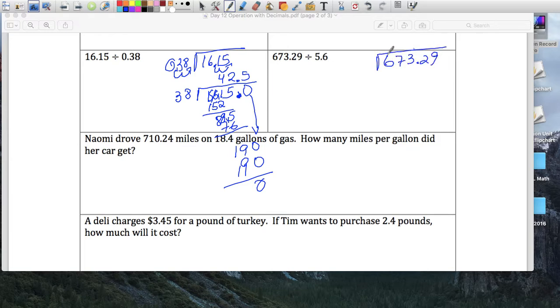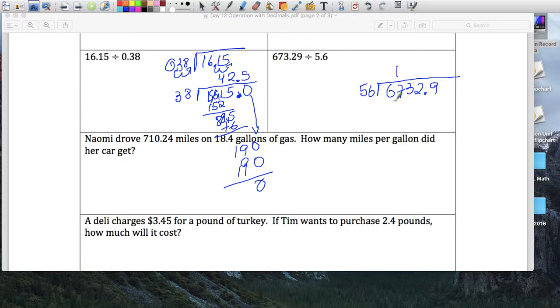673.29 divided by 5.6. Multiply this by 10, or move this one over, becomes 56. And inside we're going to move 1 over, so it's going to be 673.2 decimal 9. Okay, let me erase that. Okay, now we can start dividing.